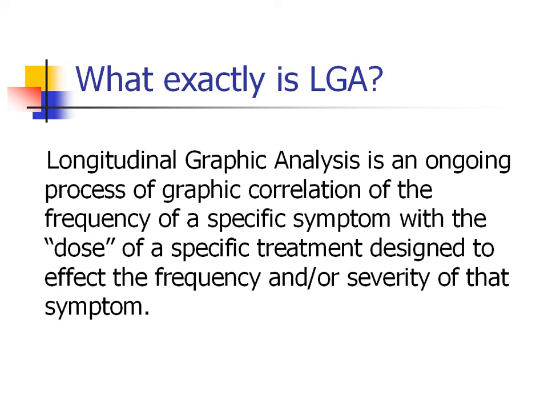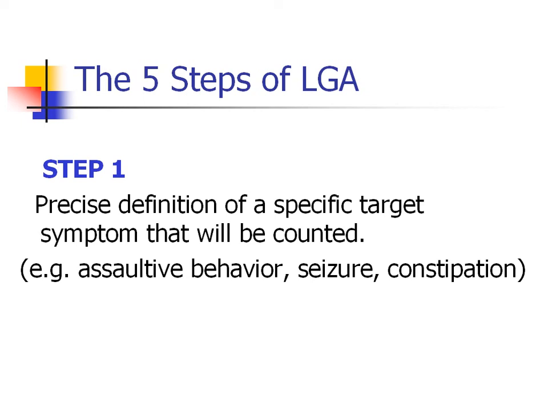Now, what exactly is LGA? Longitudinal graphic analysis is an ongoing process of graphic correlation of the frequency of a specific symptom with the dose of a specific treatment designed to affect the frequency and/or severity of that symptom. The process of LGA consists of 5 steps.